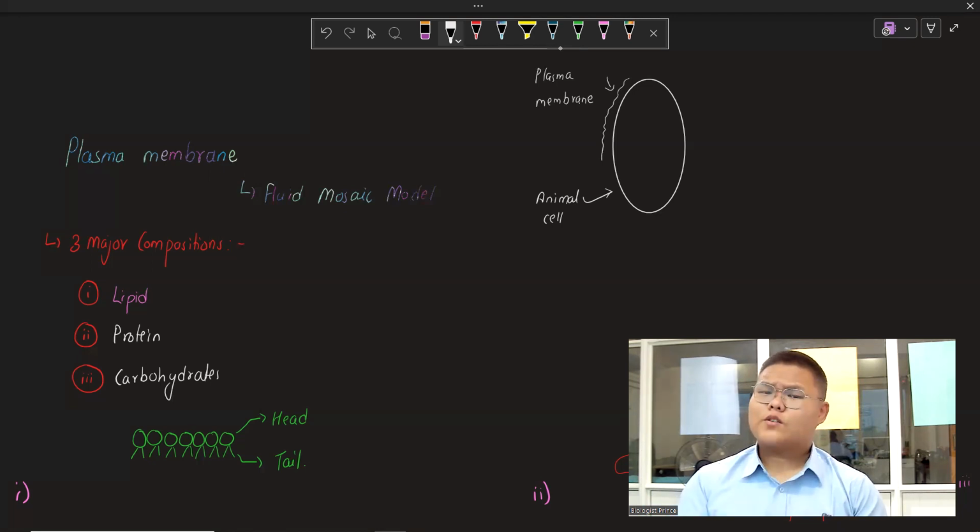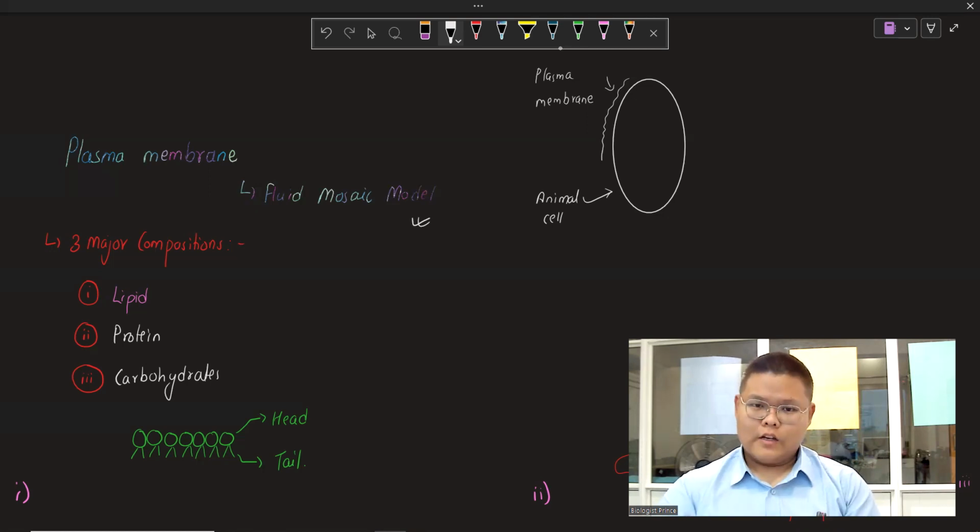So today in this lecture, we are going to focus on the structure of the plasma membrane. The most accepted model for the plasma membrane structure is none other than the fluid mosaic model, right? The fluid mosaic model was given by Singer and Nicolson. They claim that the structure of the plasma membrane has three components, or three molecular organizations, and those are the compositions which we are going to deal with today.